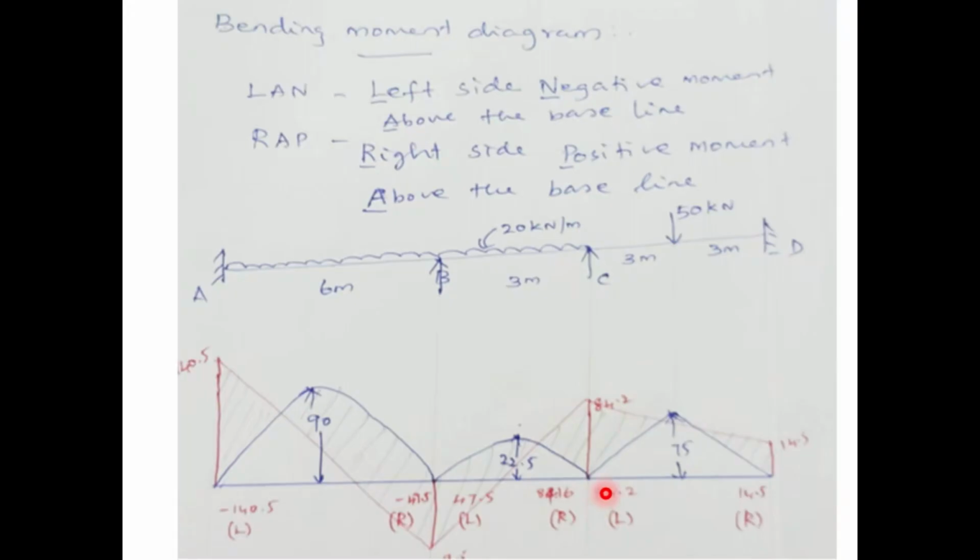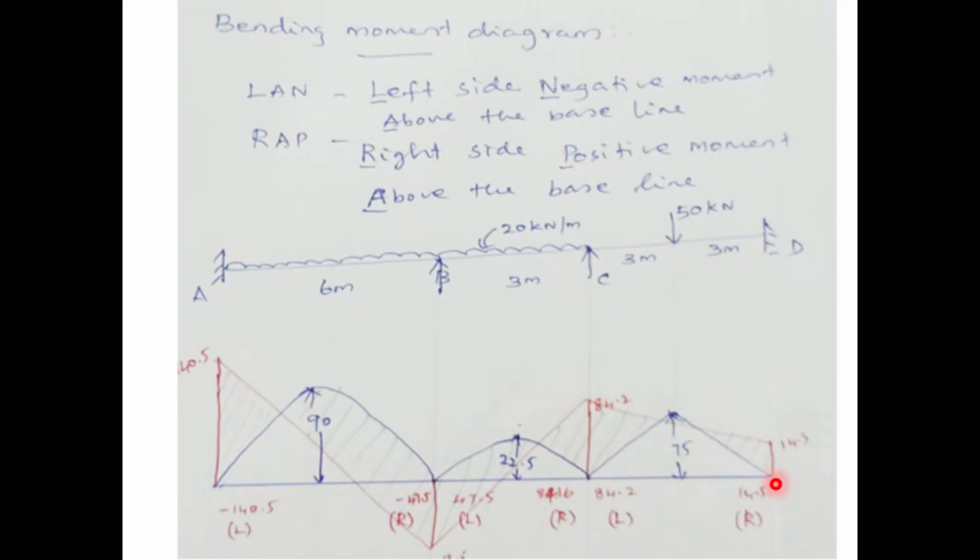So MCD means left hand. We have minus 84.2. Left end negative, therefore above the baseline. So you draw a line at 84.2 value. Okay, above the baseline. Next, D point.